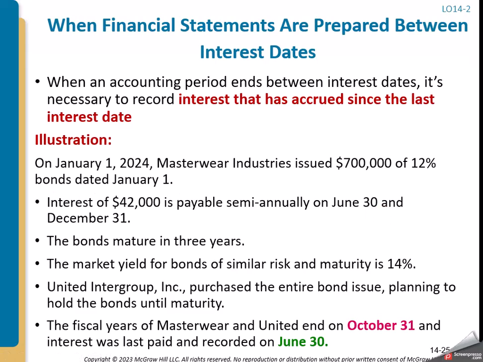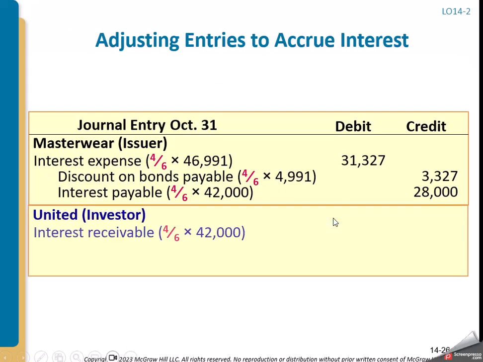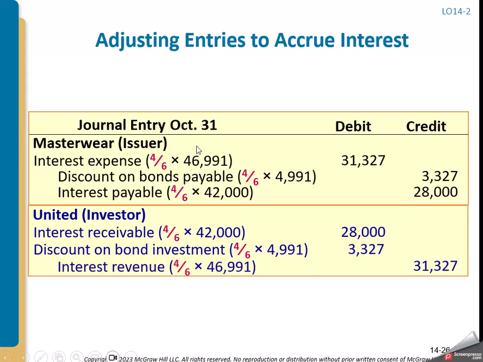If the financial statements are prepared in between interest dates, so say they pay interest payable on June 30th and December 31st, but say our year-end date is October 31st, and we need to adjust those. Obviously, we're not going to record the whole 6 months. So we're just going to base it on however many months we are into the bonds. In this case, we're 4 months in. So we're going to just take 4/6 of the interest, 4/6 of the amortization, set up that payable.